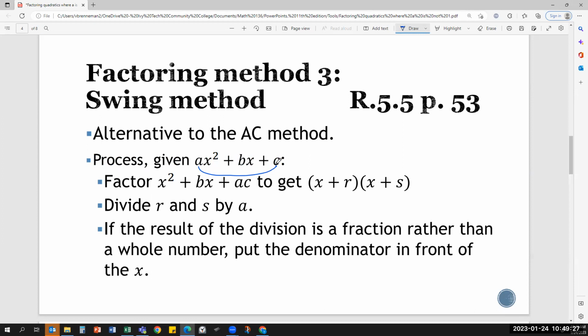Once you've factored that, then to swing back the a, so to speak, you're going to divide the r and the s each by a. And then here's where it feels kind of arbitrary, but basically if the division happens, you simplify whatever you can of that fraction. So if it gets a whole number, you're done. That's the factor. If there's still a denominator and it hasn't fully simplified, then you would swing that denominator back over in front of the x for that factor.